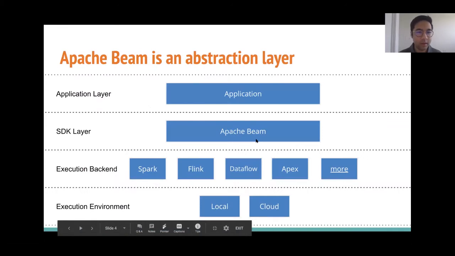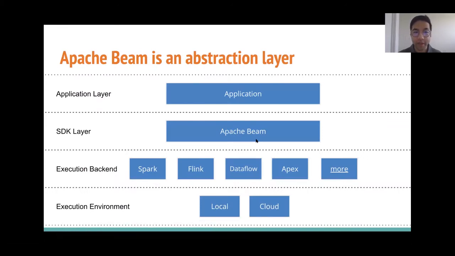Apache Beam is really an abstraction layer. What that means is that while you can write your code in Java, Scala, Python, or Go in this application layer, it abstracts out the execution backend and the execution environment below it. So what this means is that you can write your pipeline once, and then you can pick how you want to run it. If you already have a Spark backend, you can write your application in Python, and then you can send it over to your existing infrastructure.